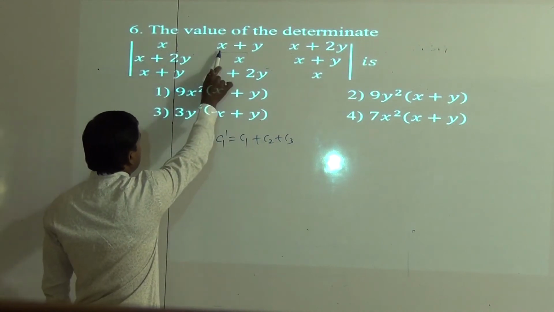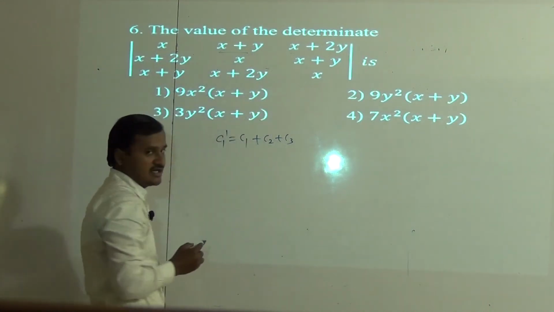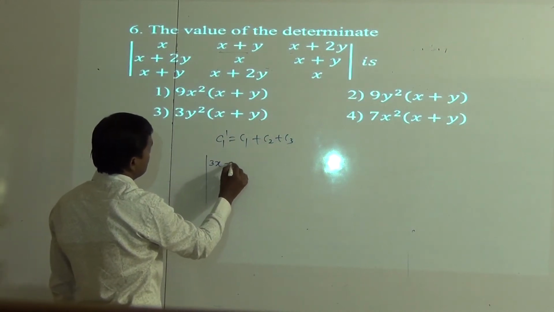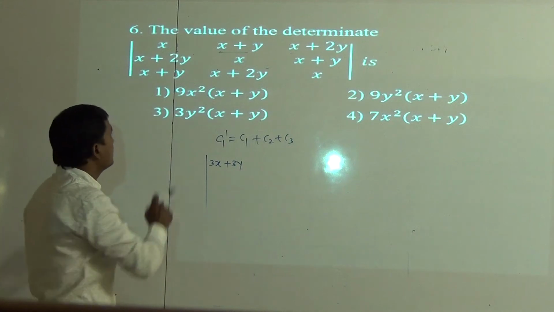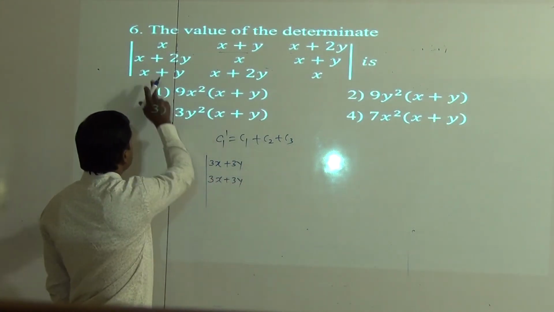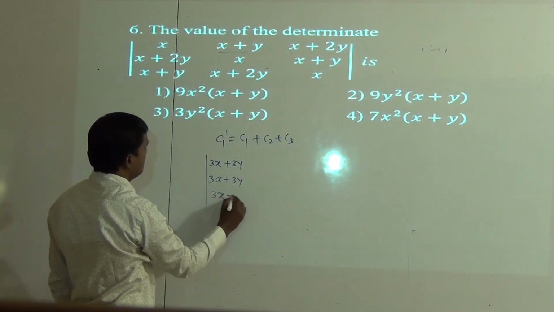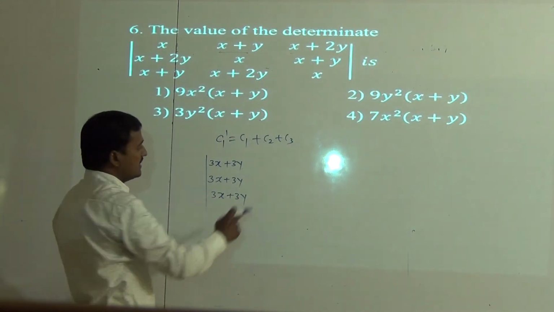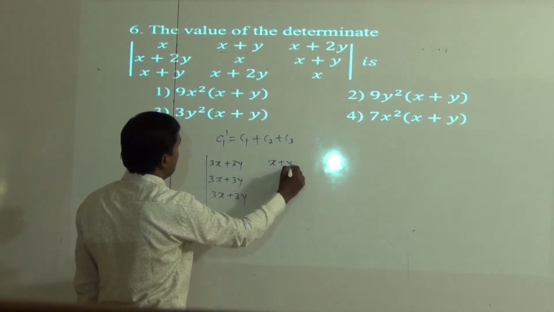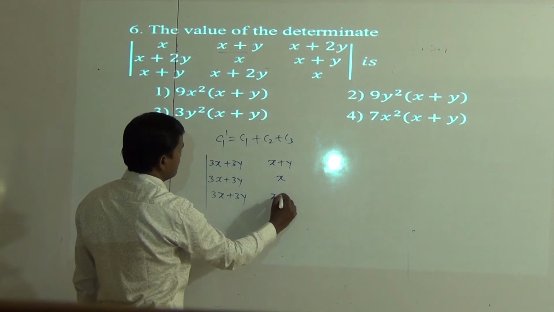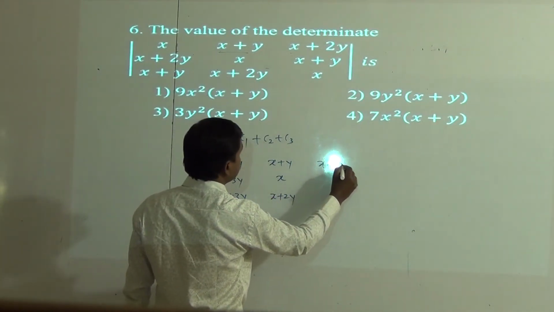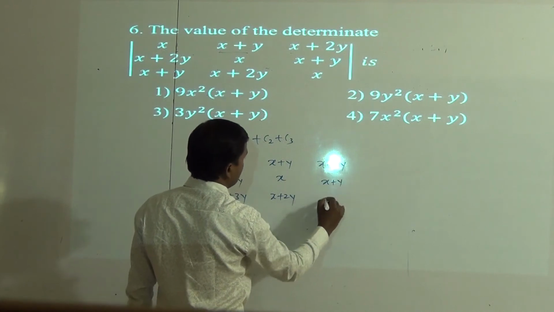x plus x is 2x, 2x plus x is 3x. So clearly it is 3x plus 3y. Is it right? Here also we will get 3x plus 3y. Here also we will get 3x plus 3y. And I have to write the second column and third column as they are. So that is x plus y, x plus 2y. Next here it is x plus 2y, here x plus y, here it is x.